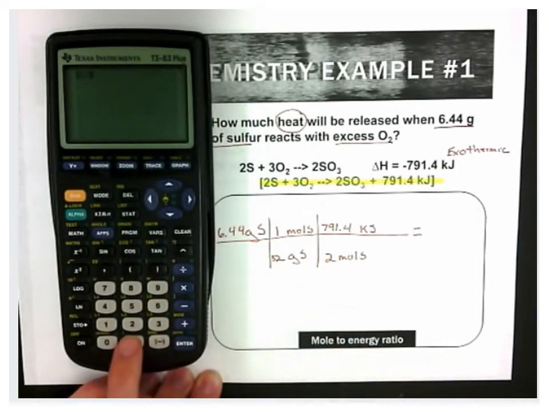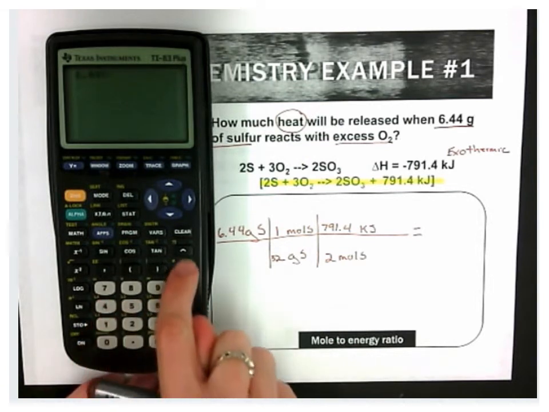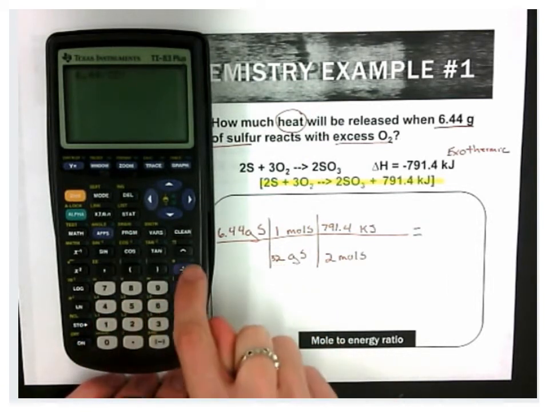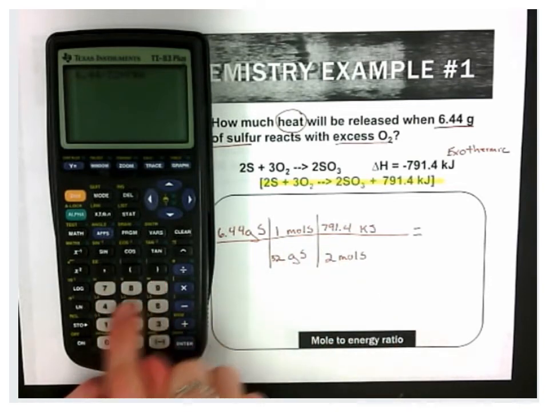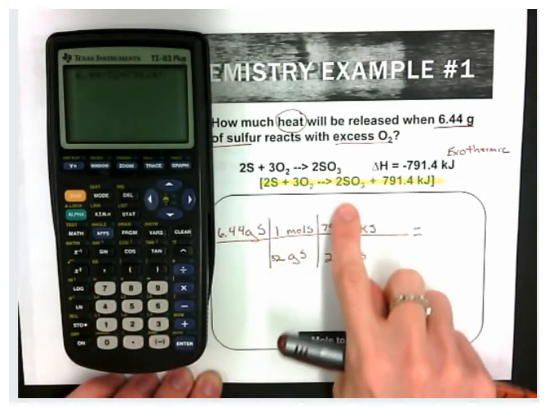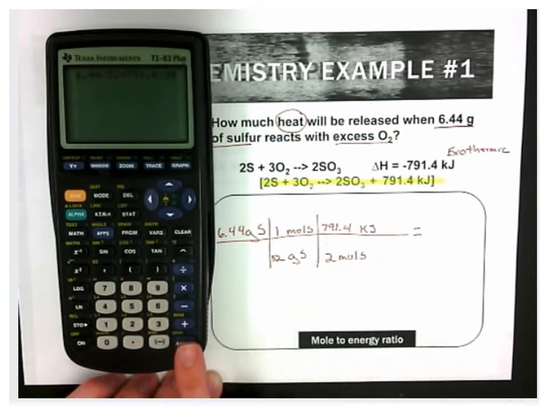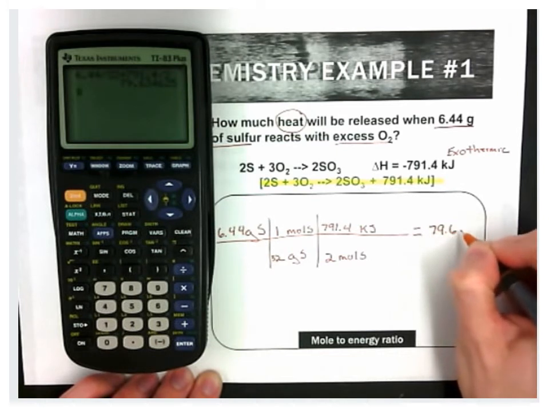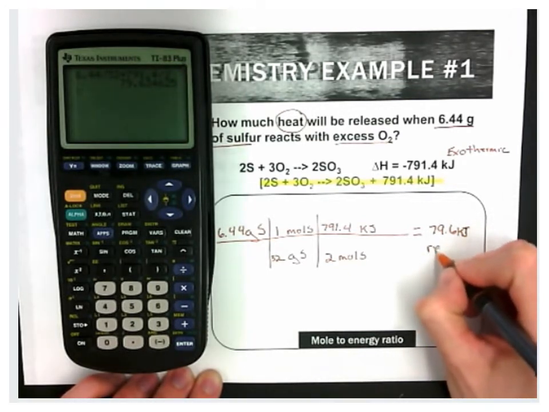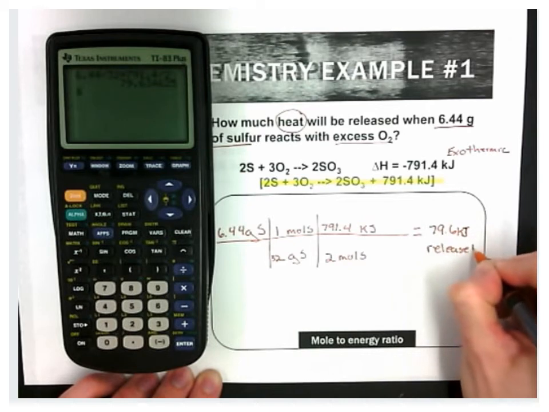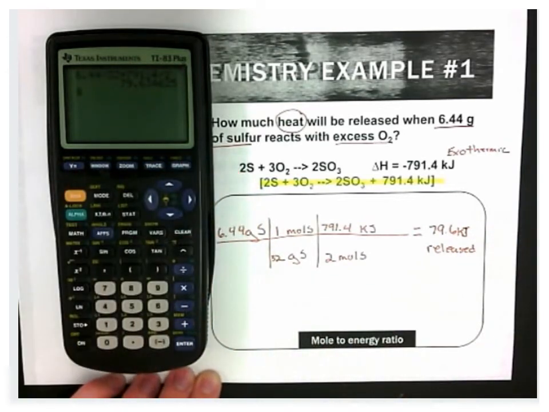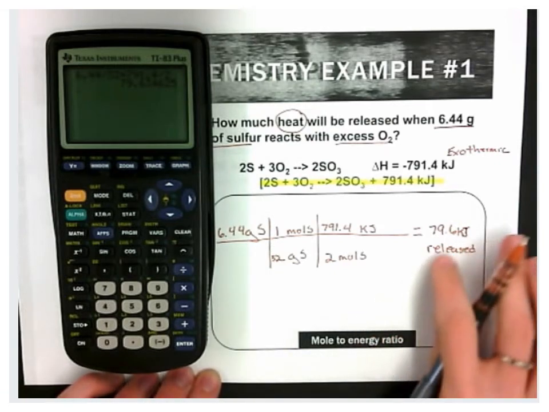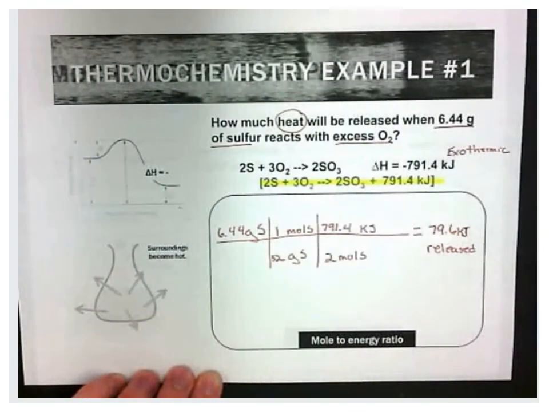So I come over here, I take my calculator, and I plug it all in. And I get 6.44 divided by 32 times 791.4 divided by 2. And I end up with 79.6 kilojoules released. Okay. So this is an example of an exothermic reaction when heat is released. Let's do one more example.